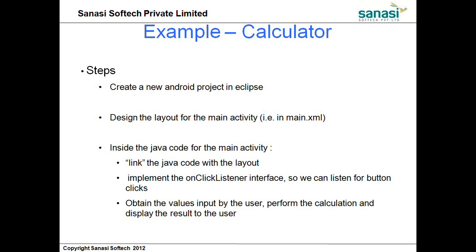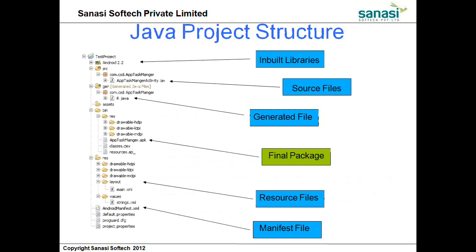All right. So, a quick look at the way the project structure is organized when you set up a new Java project. In this diagram, you see that we have a bunch of inbuilt libraries. The libraries will depend on what Android version you're targeting. For example, in this case it is 2.2. It could have been 2.3 or 4.0, whatever the case may be. Then there is a subfolder called SRC. It is obvious that all the Java source files will be present in this folder. Then there is another folder called gen, which contains some files which are generated automatically.